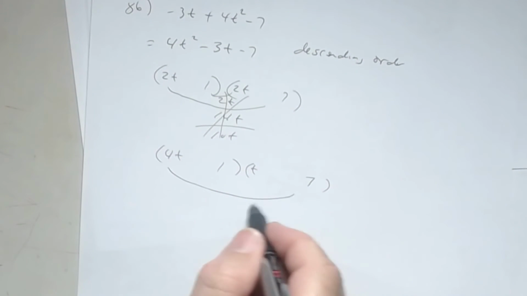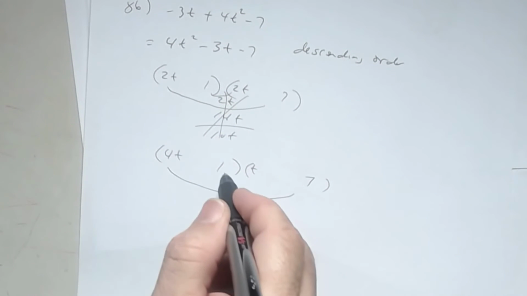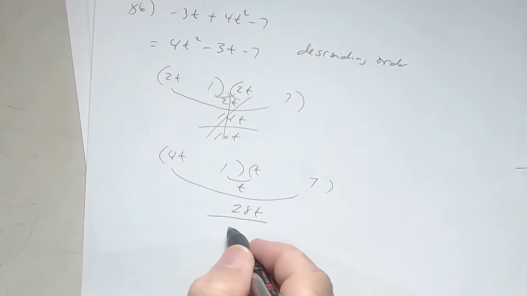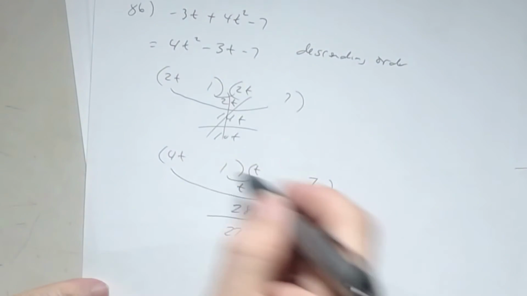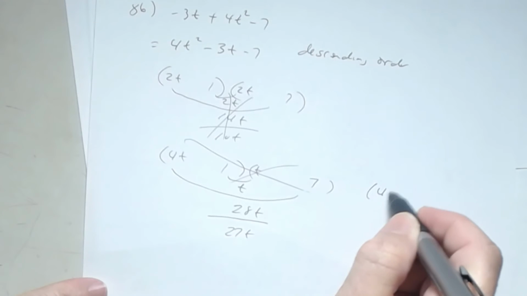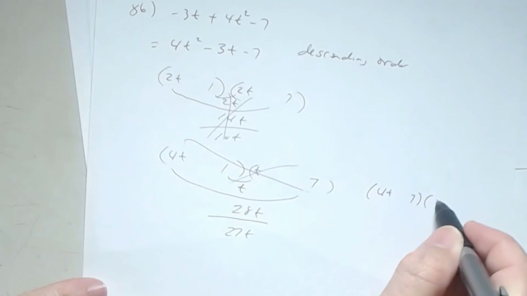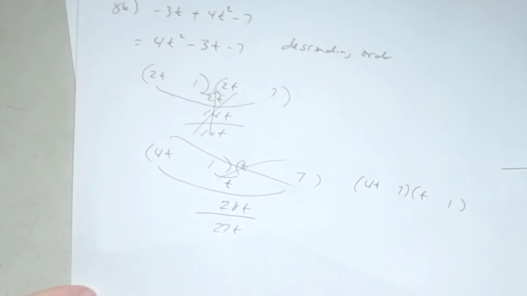What's the outer? 28t. What's the inner? 1t. When I subtract them, what do I get? 27t. And that's not what you wanted. What did you want? A negative 3t. So flip the 7 and the 1. Okay, so that didn't work. So do this instead. Put the 7 here and the 1 here.